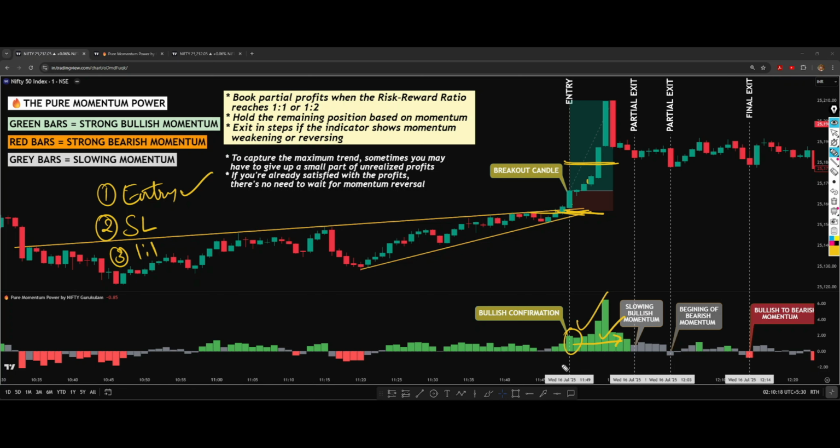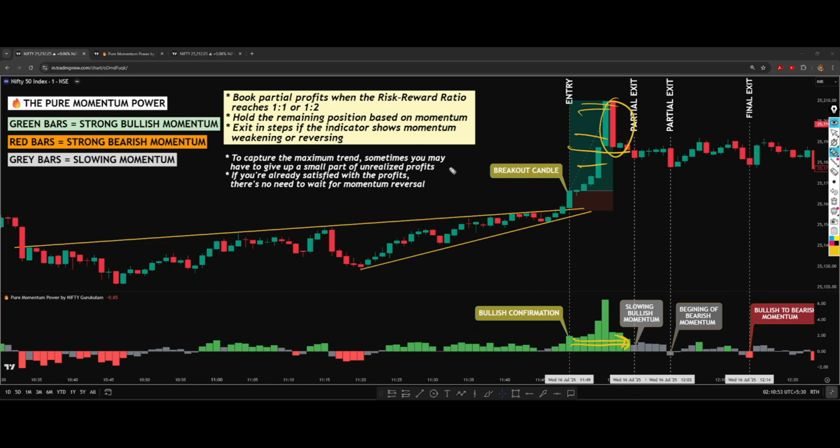If it is a bearish trade, as long as the bars are red, you can continue to stay in that particular trade. Clear? Everyone would be unhappy if such a candle appears. It would be taking half of our profit away. But you have to stick to the rules. You don't have to wait until the green candles disappear. You can exit wherever you want.